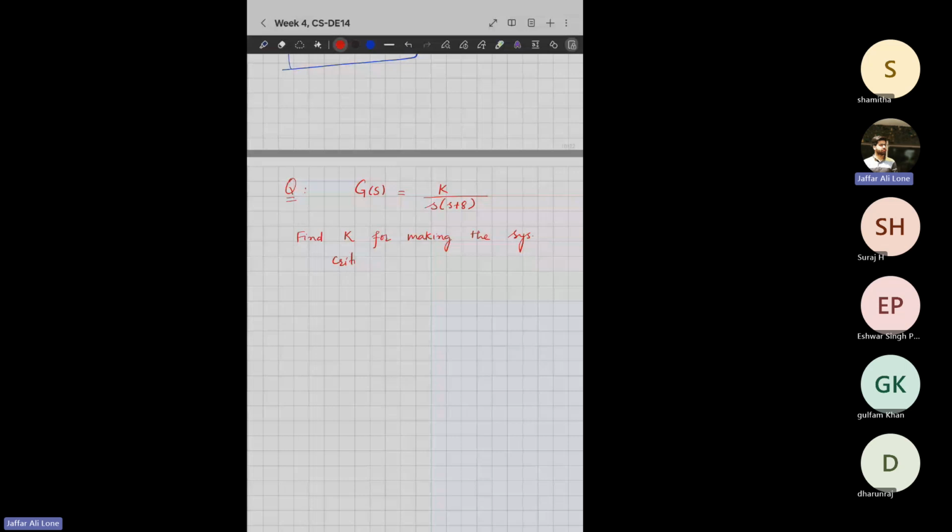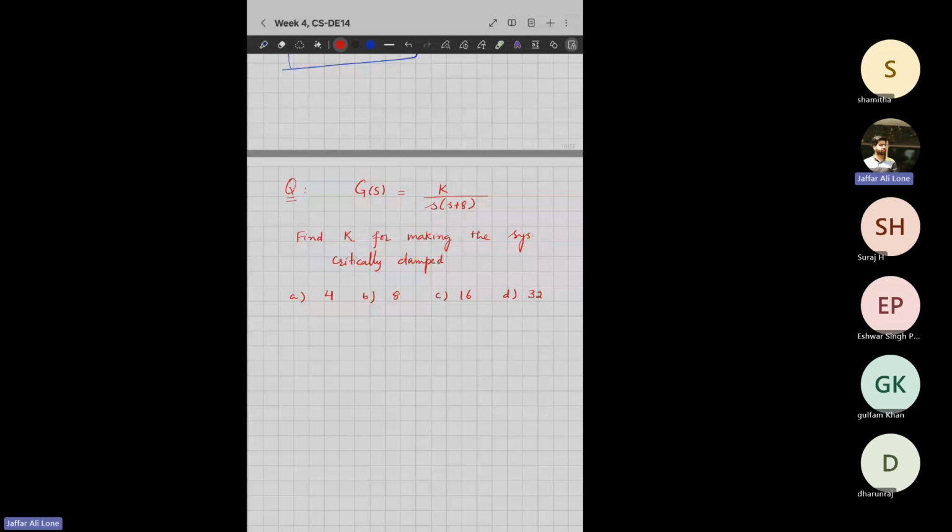It's very easy. Everybody do it. I'll give you options as well. Option A is 4. Option B is 8. Option C is 16. Option D is 32. So you're given an open loop transfer function. You have to find the value of K for making this system critically damped.